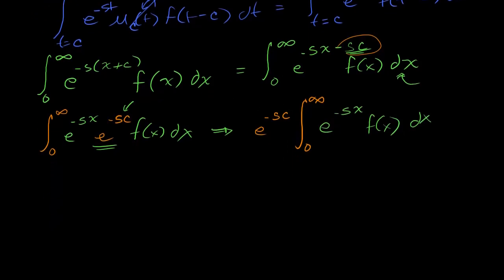We were taking the Laplace transform of the unit step function that goes up to c. It's 0 up to c, and it's 1 after that, times some shifted function, f of t minus c. And now we got that as being equal to this thing. And we made a substitution. We simplified it a little bit.